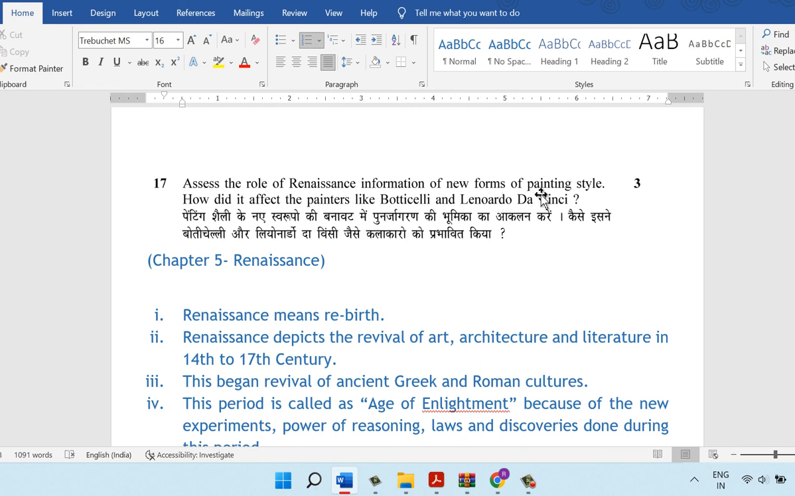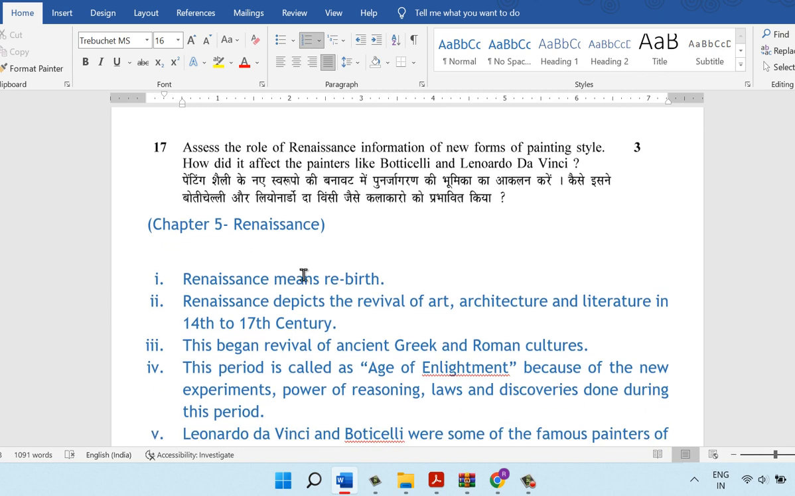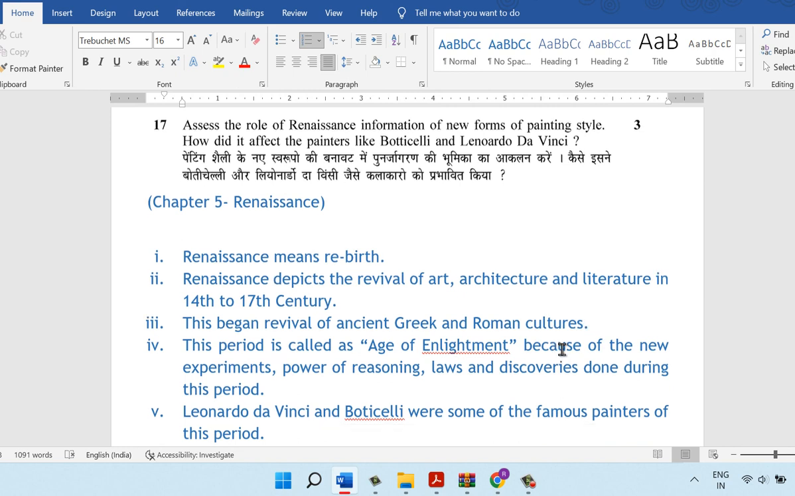Assess the role of Renaissance in formation of new forms of painting style. How did it affect the painters like Botticelli and Leonardo da Vinci? This is from chapter 5. You have a choice for this question. I have chosen this question to answer. Renaissance means rebirth. It depicts the revival of art, architecture and literature from the 14th century to the 17th century AD. The revival happened with the Greek and Roman cultures.